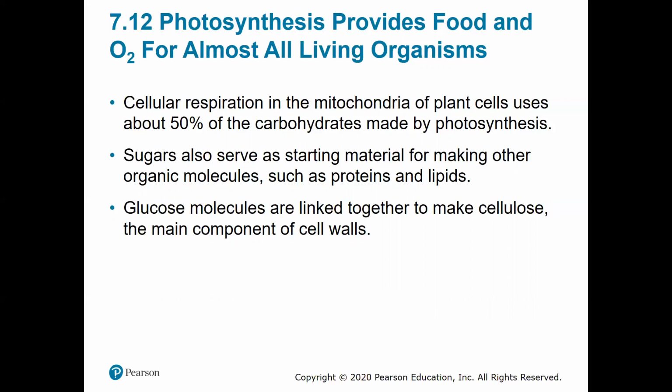The other 50% go into building the plant. So 50% of the sugar that is created from photosynthesis is used by mitochondria to create more energy, and the other 50% go into creating other organic molecules or building the plant, going into creating cellulose or sucrose or starch that can be stored and used by the plants themselves.